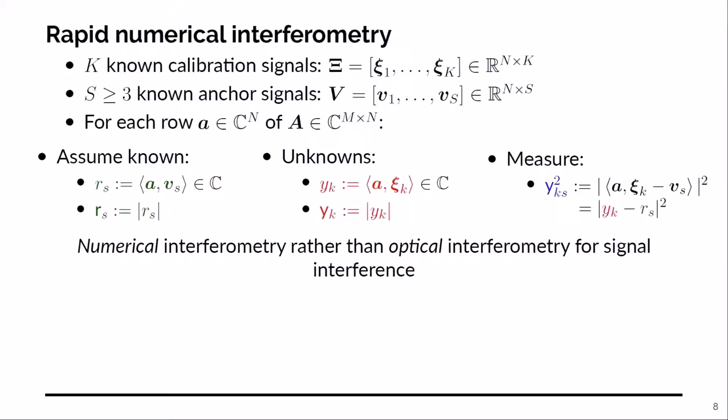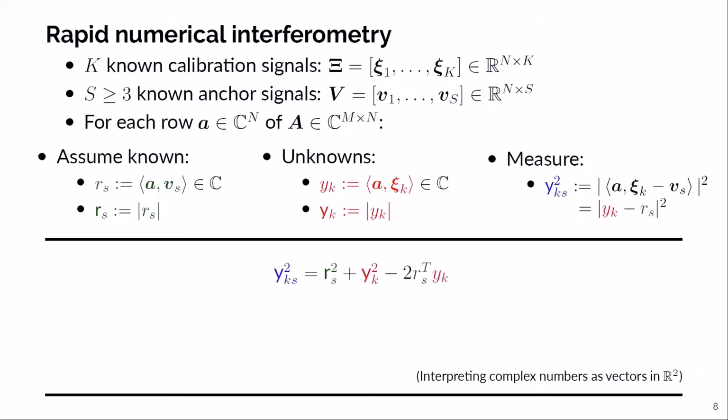And because we're numerically interfering these signals, and generally in optical interferometry, you would have to do this optically by interfering a signal with another coherent beam and modifying the phase of that coherent beam. And those systems can be quite sensitive to noise and other environmental factors which our numerical method doesn't have to encounter. So let's expand out this distance a little bit more. And we're going to interpret complex numbers as vectors in R2 over here. And we can rearrange and write it like this.